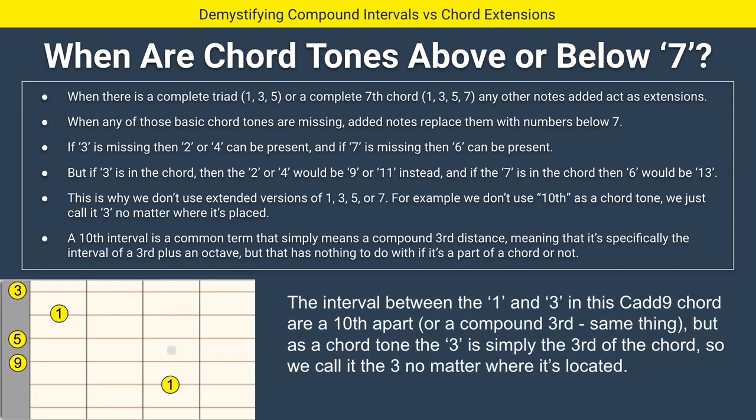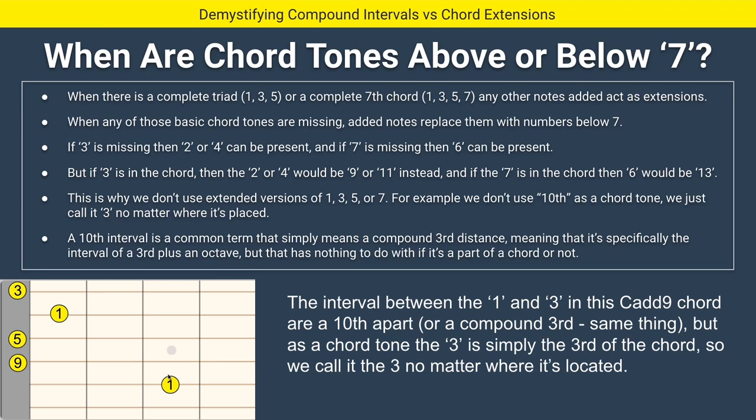I know this is a lot, but we just have to go over this stuff. I'm going to give you little diagram examples. The interval between 1 and 3 in this C add 9 chord is a 10th apart, a compound third. That's the interval distance they are. So the 1 to the 3 is an octave plus a third, a compound third, or the interval of a 10th. But as a chord tone, the 3 is simply the third of the chord. So we call it 3 no matter what.